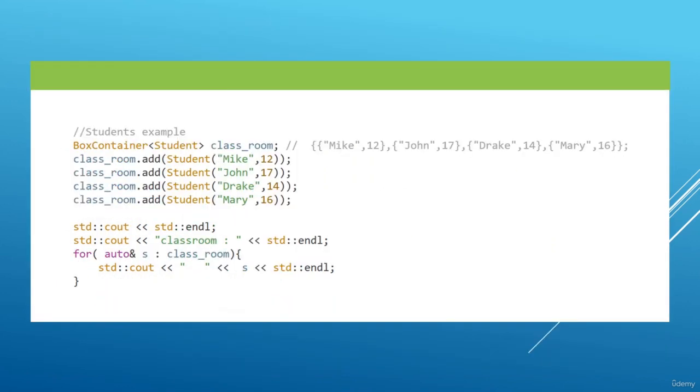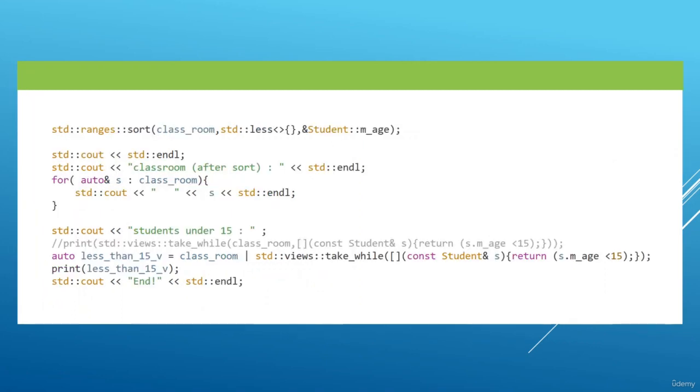Another example I want you to see is that we can even use this on a struct. For example, we can set up a box container of students. We can add students as you see here. We can print these students using a range-based for loop. This is going to work. But we can even use a take while range adapter. So for example, we can do something like this. We can take students while the age is less than 15. We can do something like this. And we can print the students who meet this predicate here. This is going to work really well.